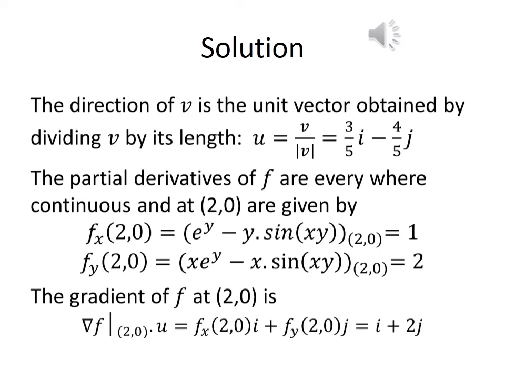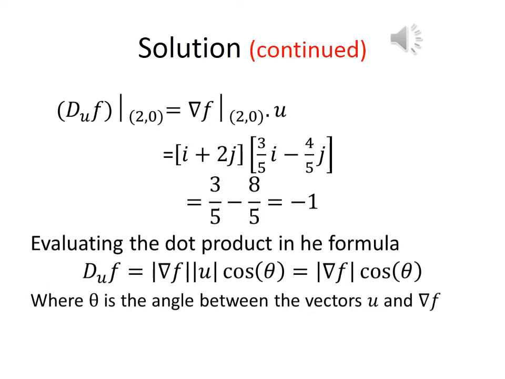So the gradient of f at the point 2, 0 equals the first derivative of f with respect to x at 2, 0 times i plus the first derivative of f with respect to y at 2, 0 times j, which equals i plus 2j. So the directional derivative of f at the point 2, 0 equals the gradient of f at 2, 0 times u, which can be simplified as follows: i plus 2j multiplied by 3 divided by 5 times i minus 4 divided by 5 times j. We simply get 3 divided by 5 minus 8 divided by 5, which is -1.